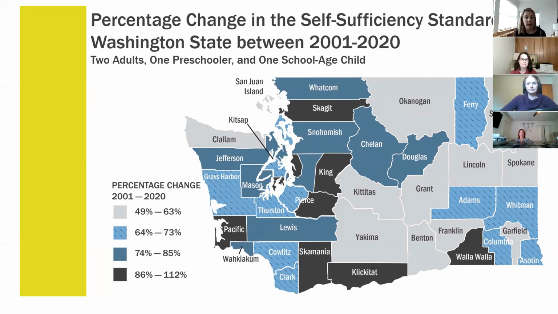Over the last 19 or 20 years, the self-sufficiency standard for this 4-person family has increased on average across Washington state by 72%, which is about an annual average of 3.8% per year. There is considerable variation by county, as you can see, ranging from 49% in Benton County, excluding the cities of Kennewick and Richland, to about 112% in Seattle King County, where the cost increased by about $2,400 per year.